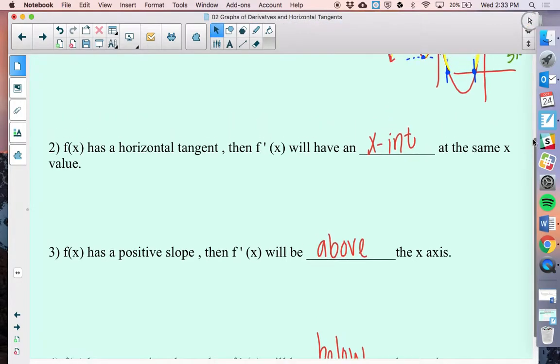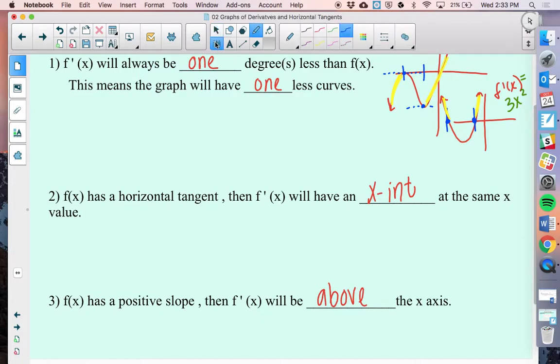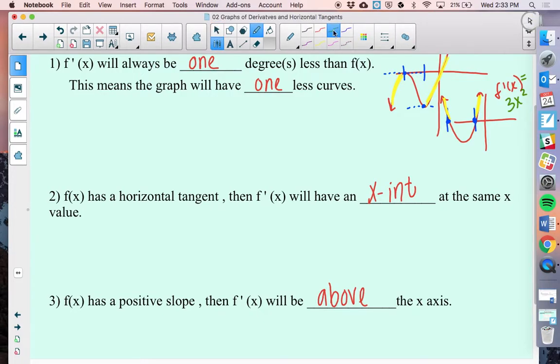So if I come back to my graph up here and I think about where the derivative is negative, here I have a negative slope, so that means the derivative is negative. So that means my derivative should have negative y values. They should be below the x-axis. So positive slope, the derivative is above the x-axis. Negative slope, the derivative is below the x-axis. Where the slope is 0, the derivative should intersect the x-axis.